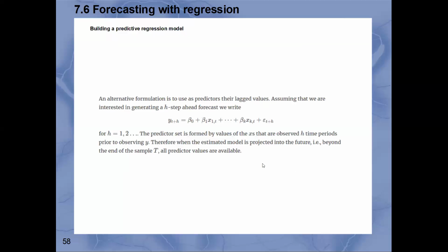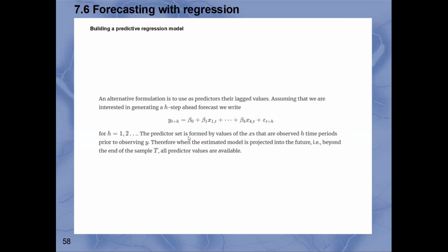So when we are building a predictive regression model, we can have an alternate formulation that uses as predictors their lag values, assuming we're interested in generating h-step ahead forecasts, right? So we have y_{t+h}, and we have a constant, and then our first predictor is x1, and our second predictor up to xk, and we have our error term. And for h equals 1, 2, up to whatever.